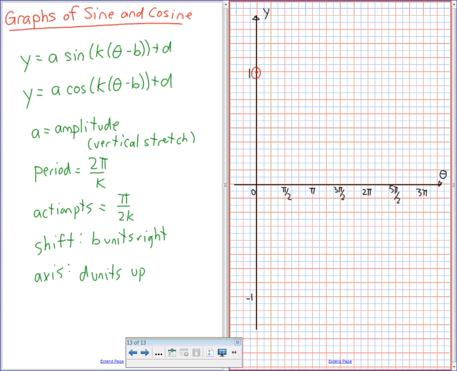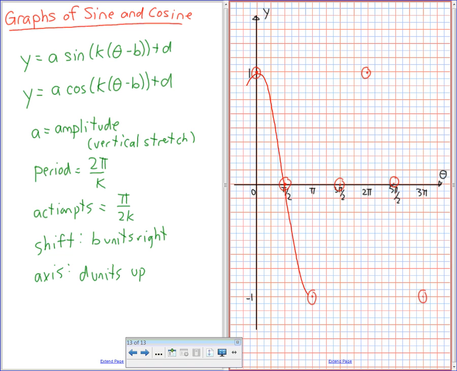I'll just grab it. Cos of pi is going to be negative 1. Cos of 3 pi by 2 is going to be here. Cos of 2 pi is going to be here. It's a periodic function. It makes a beautiful pattern. This is periodic, meaning that it goes on together.